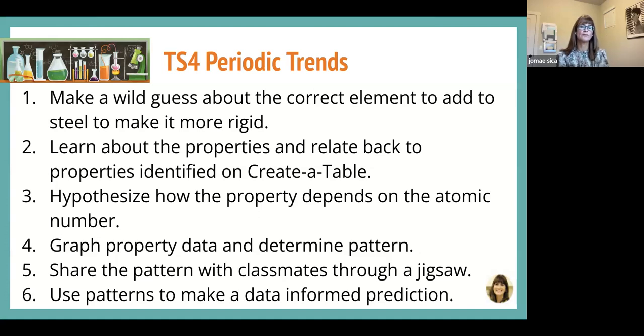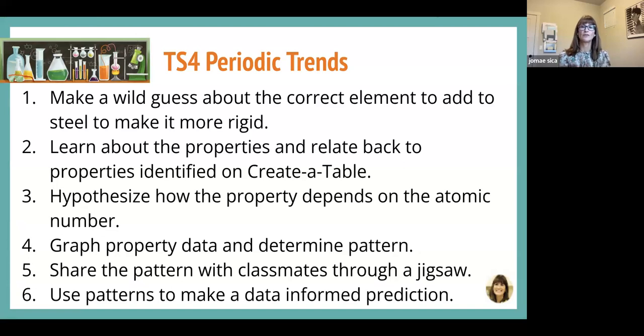But not every group graphs the same data. So they go through a process where they jigsaw the data as we do in all the patterns labs. And then they have to go through a process of sharing those patterns and those trends out with each other. So although they're not graphing every single property, as they go through the jigsaw, they learn about all of the different properties and the patterns of those properties, top to bottom and left to right.